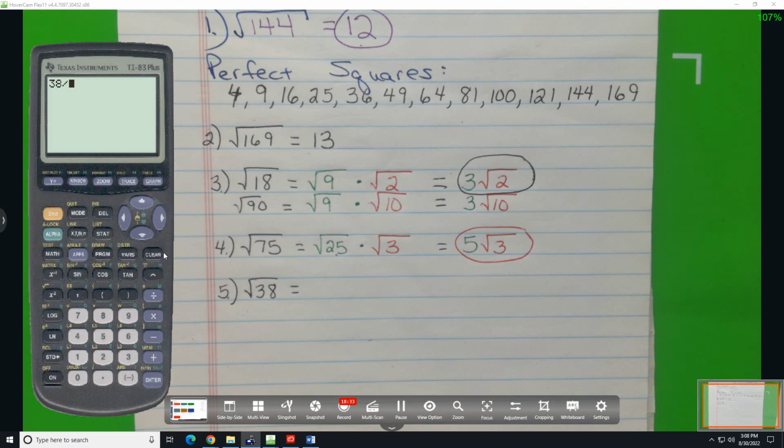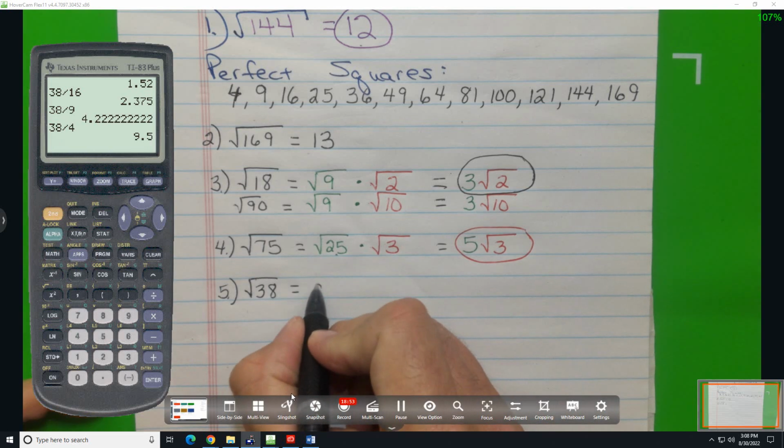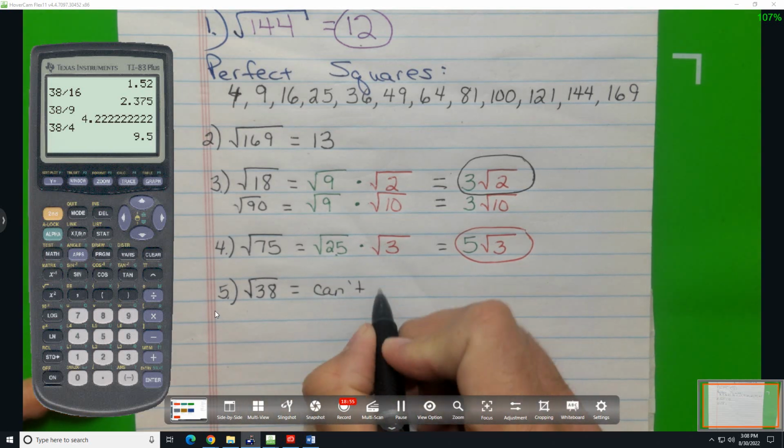38 divided by 25. 38 divided by 16. What about 9? 38 divided by 9? Does that go into it? No. What about 4? No. So what do you conclude? Is there a perfect square that divides evenly into 38? No. So it can't be simplified.